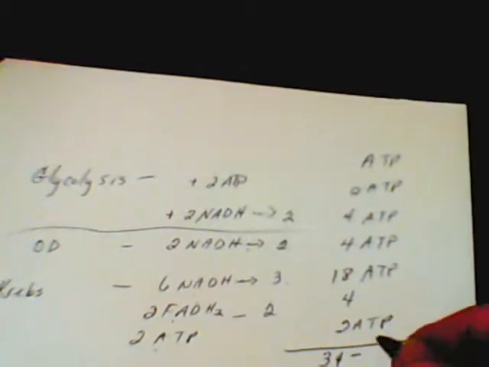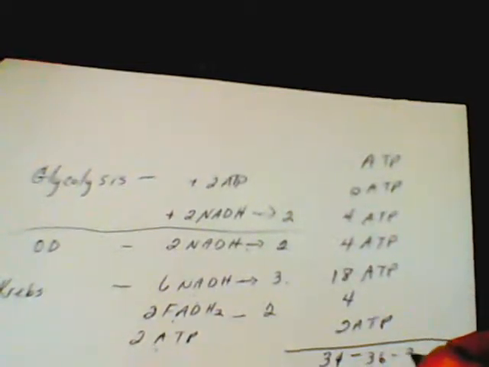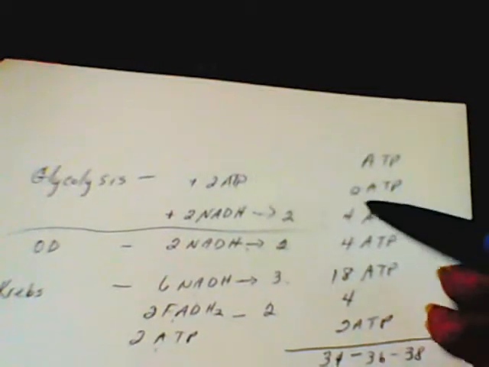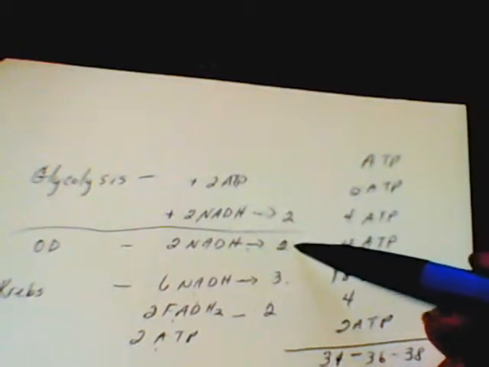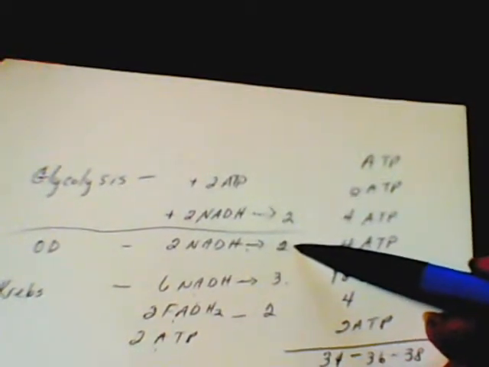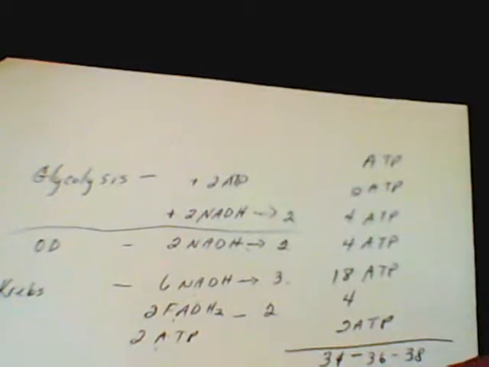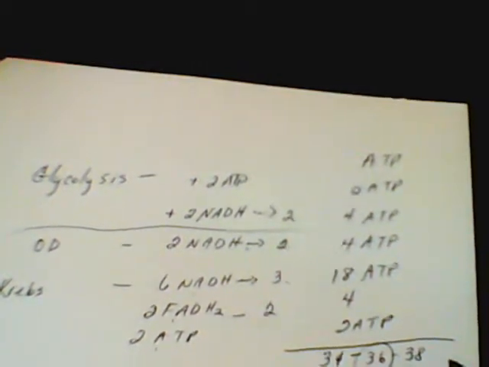However, your book says 36 to 38. What the deal is that if you make more, if this enters where it can make actually 3 ATP, or that one enters where it can make 3 ATP, you can eke out more. Given most books, it will say 36 to 38. So that's the number that you need to remember.